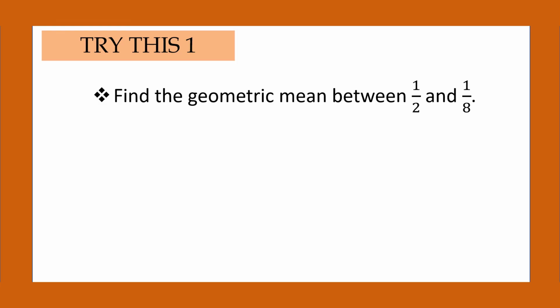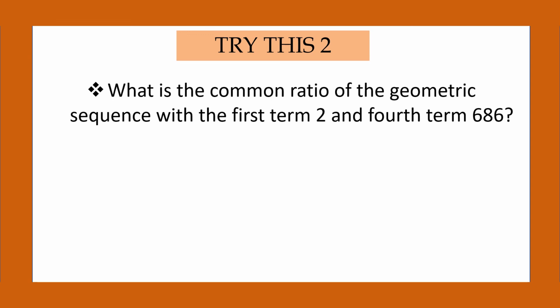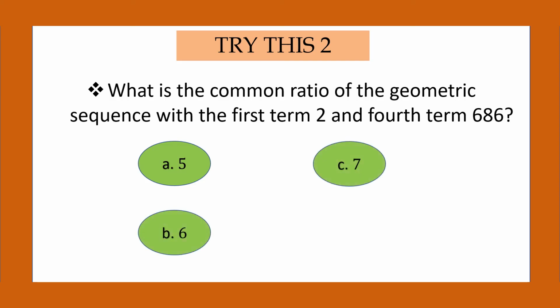Now let us try doing this. Find the geometric mean between 1/2 and 1/8. Is it A, 1/3, B, 1/4, C, 1 over 5, or D, 1 over 6? What is the common ratio of the geometric sequence with the first term 2 and the fourth term 686? Is it A, 5, B, 6, C, 7, or D, 8?